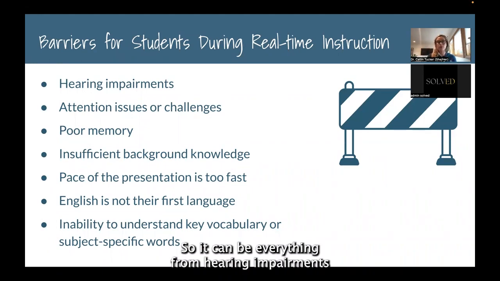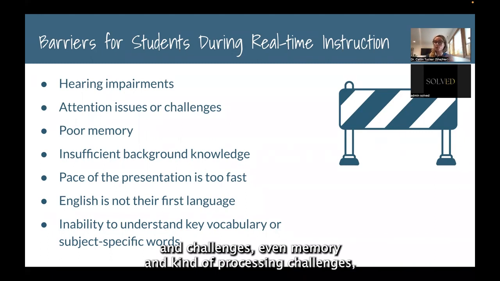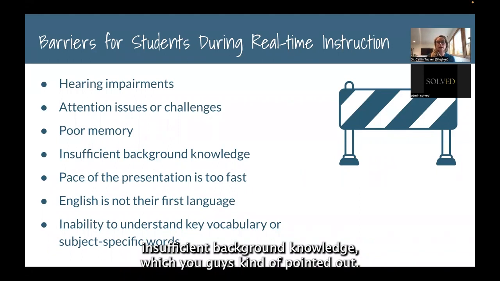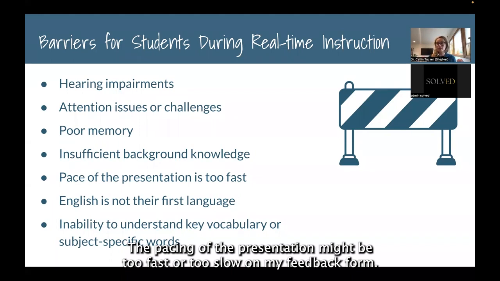So it can be everything from hearing impairments to, as you guys pointed out, attention deficit issues and challenges, even memory and processing challenges, insufficient background knowledge, which you guys pointed out. The pacing of the presentation might be too fast or too slow.